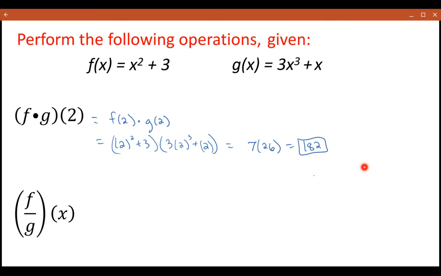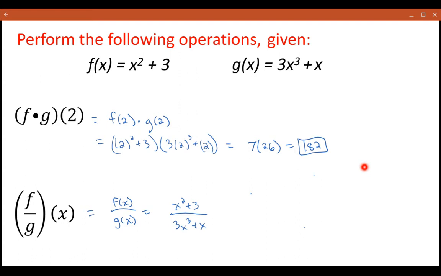All right, the next one is f over g of x. For this one, again, it's helpful to go ahead and write it as f of x over g of x. f of x is x squared plus 3. g of x is 3x cubed plus x. Now with this one, you might be thinking, man, what can I do at this point? Well, the good news is you don't really have to do a lot of anything else.